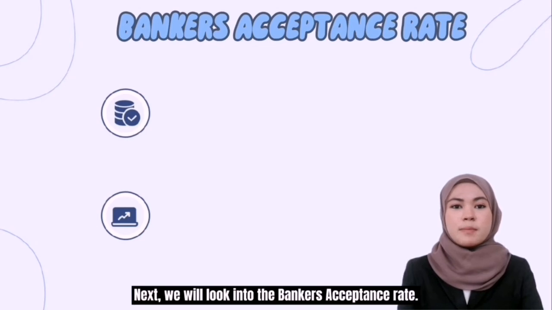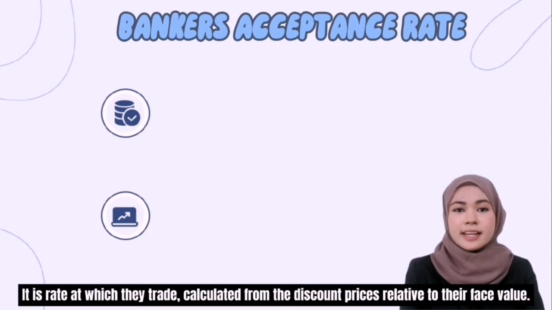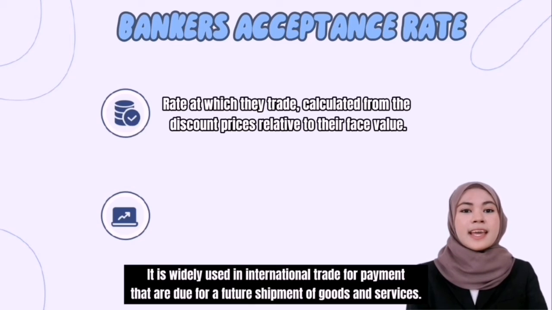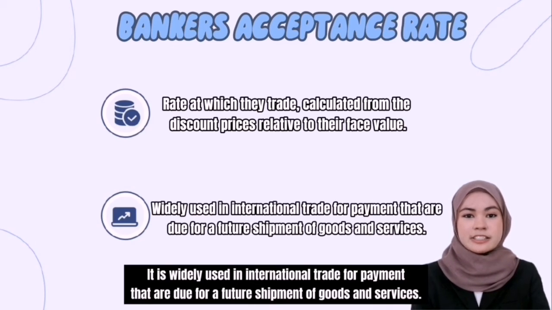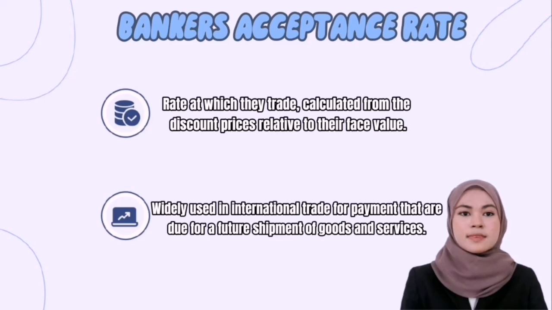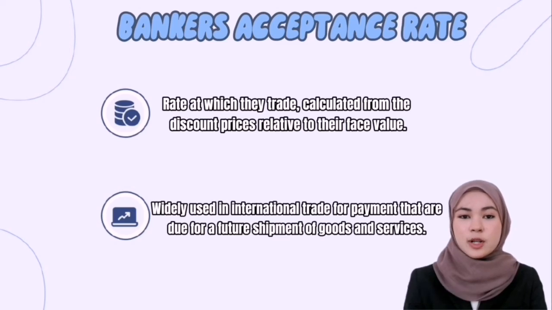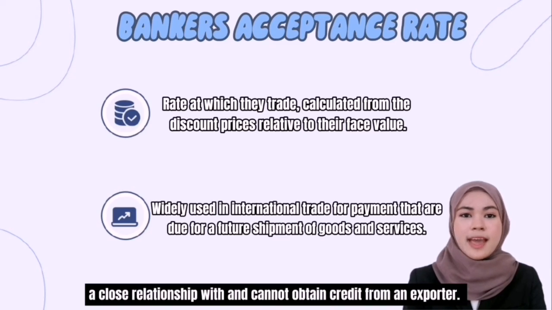Next, we will look into the banker's acceptance rate. It is the rate at which they trade, calculated from the discount prices relative to their face value. It is widely used in international trade for payments that are due for a future shipment of goods and services. For example, an importer may draft a banker's acceptance when it does not have a close relationship with and cannot obtain credit from an exporter.